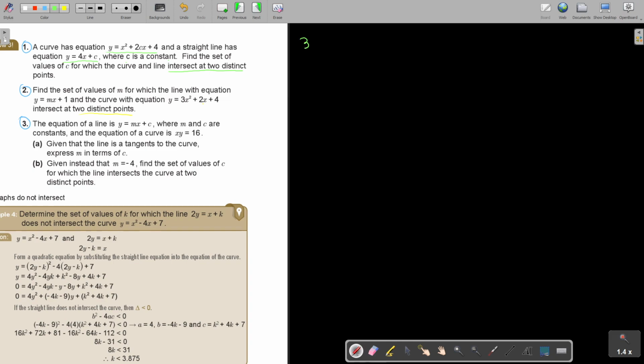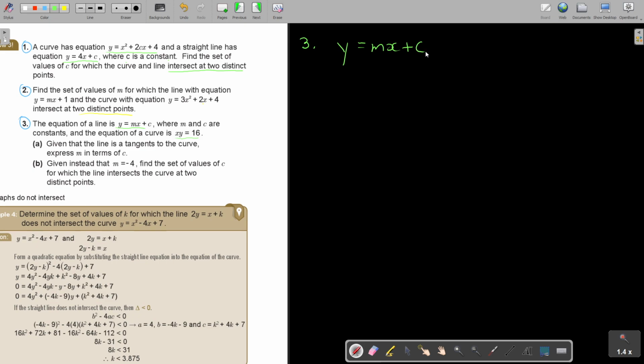Question number 3. Okay. The equation of a line, there is the line where m and c are constants, and the equation of the curve. Given that the line is a tangent to the curve, express m in terms of c. Okay, so that makes it a little bit already, can you see, in terms of c. But let's start with the process the same. It will automatically happen. You will now see what I mean.